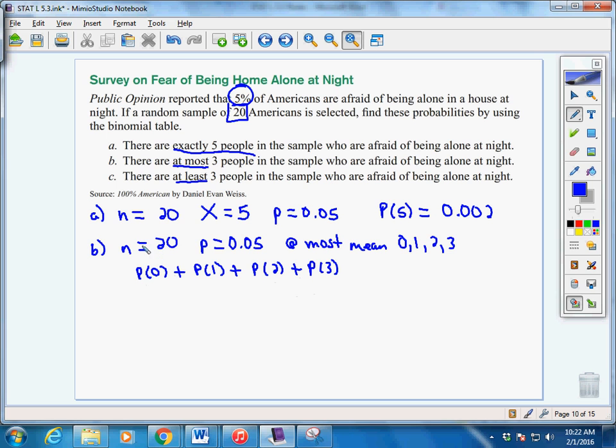Use your table then. So you're going to use 20, x is 0, and then 0.05. And you come up with, I'll write it over here, 0.358. And then you use your table again, 20, x is 1, probability is 0.05, and you get 0.377.